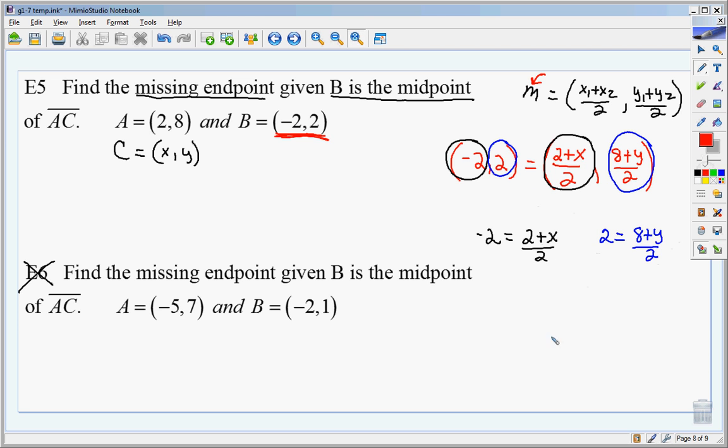And I'd solve these two equations. How would I get rid of this 2 that's in the denominator? I'm going to multiply both sides by 2. 2 times -2 is -4. These would have canceled out, leaving me equals 2 plus x. Getting x by itself, I'd subtract 2 from both sides. I have x is equal to negative 6, which means the x-coordinate for C is negative 6.